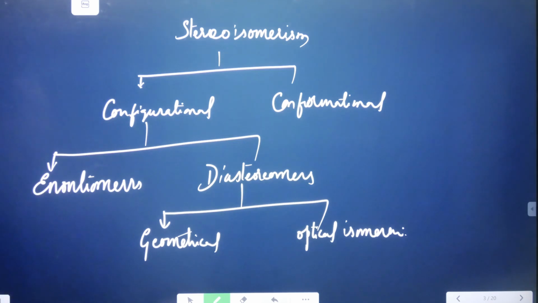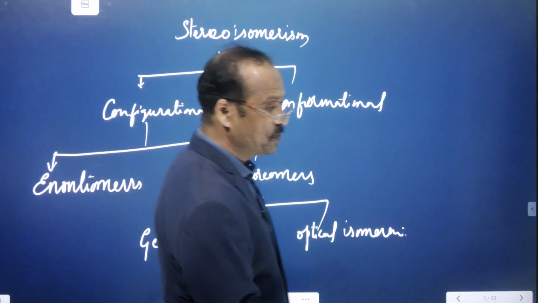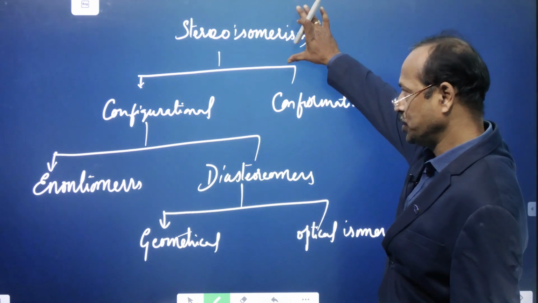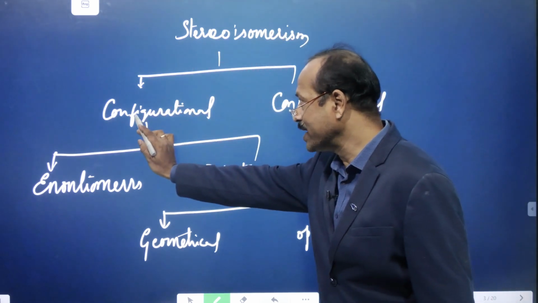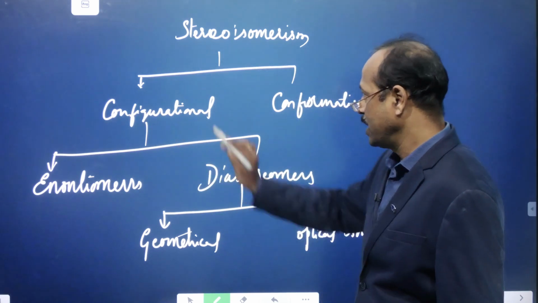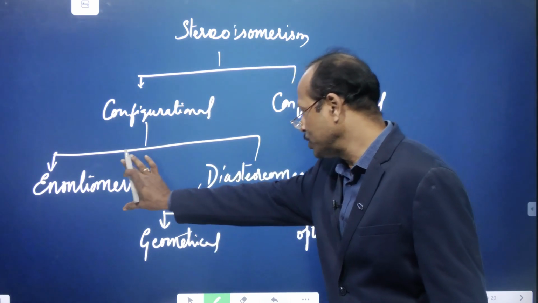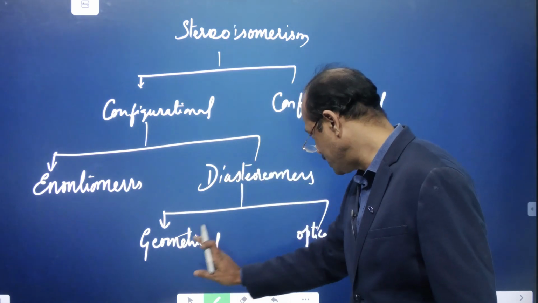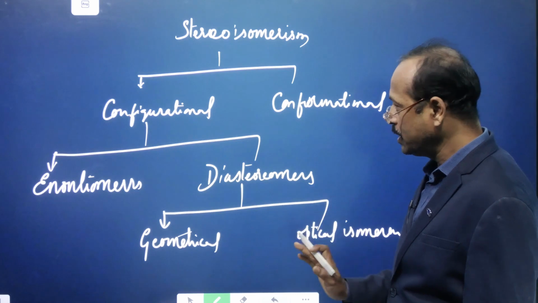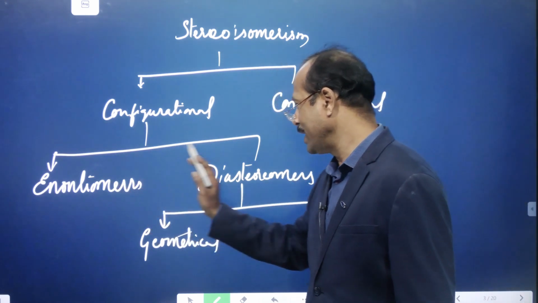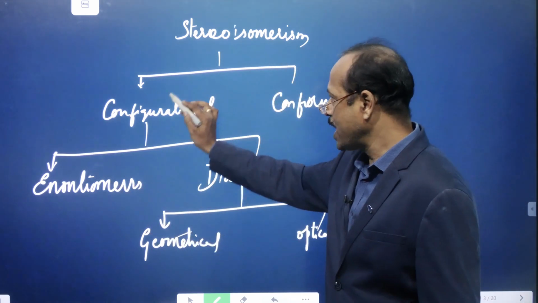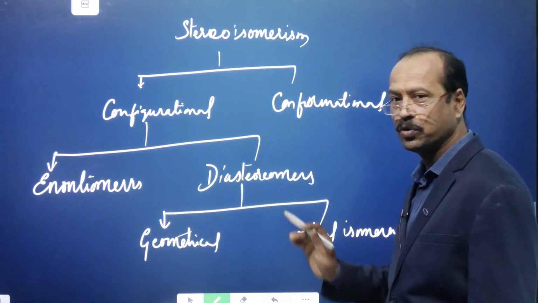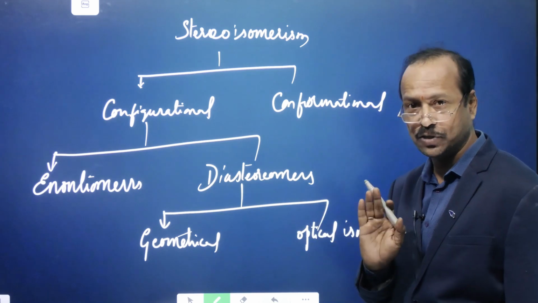There are so many types, so a lot of confusion will be there, so slowly try to understand. We are discussing stereoisomerism, in that configurational and conformational. Configurational has enantiomers and diastereomers, and under diastereomers, geometrical and optical. Here we are not going to discuss more about enantiomers and diastereomers. From configuration we go to geometrical and then we come to optical isomerism.